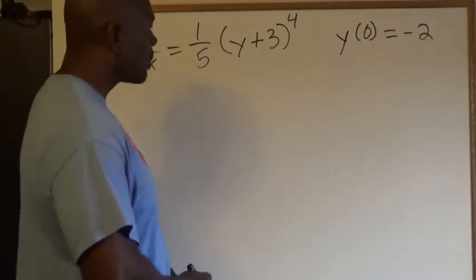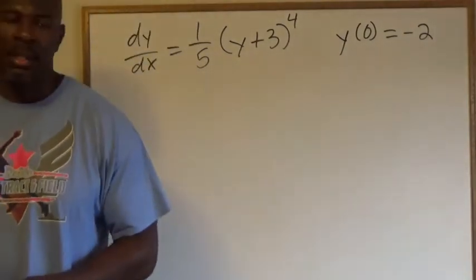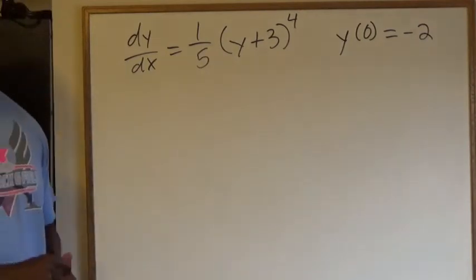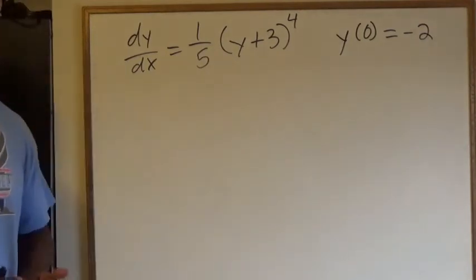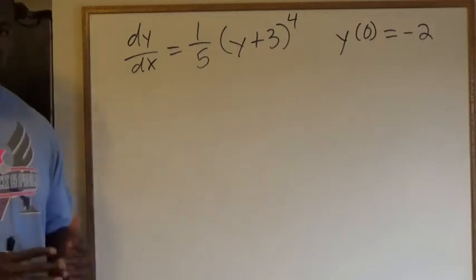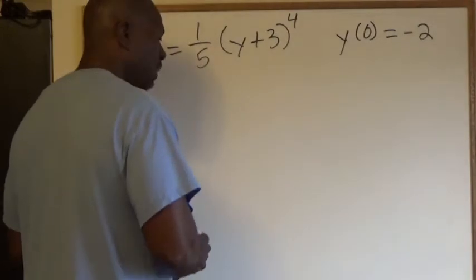So if it's a separable differential equation, first thing we have to do is separate. If we don't show our separation, we're guaranteed a score of 0. So we want to make sure that we show the separation. That's critical. So I'm going to separate.